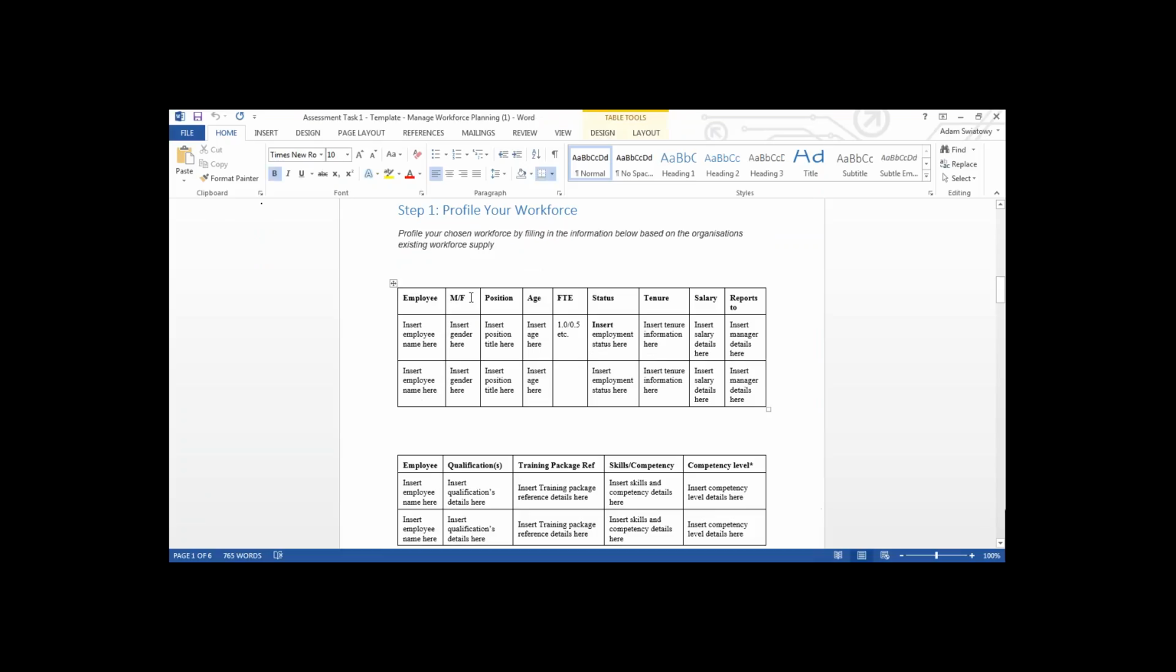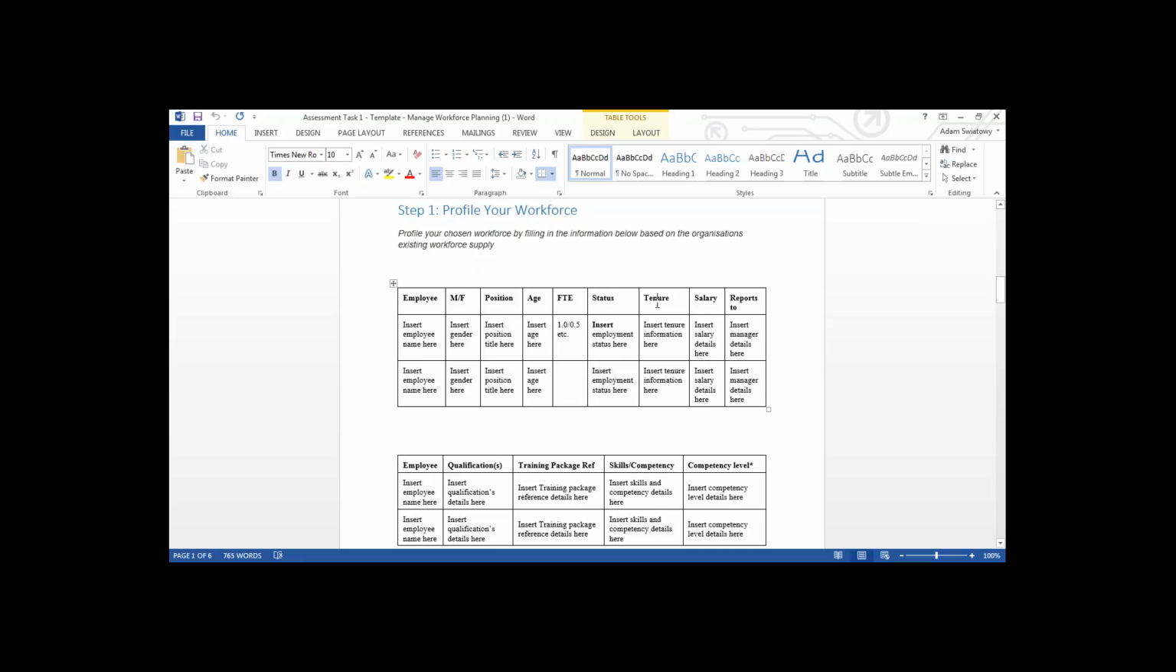So here we've got employee name, male, female, gender, position, their title, job role, age, FTE. So that's their employment status. Are they full-time? Are they part-time? So FTE actually is full-time equivalent. So 1 being full-time, 0.5 would be half of a full-time role. If I only did 1 day a week, that would be a 0.2. 2 days a week would be a 0.4, for example, based on an average working week of 5 days. Now the status, so that's where you would say full-time, part-time, and so forth.